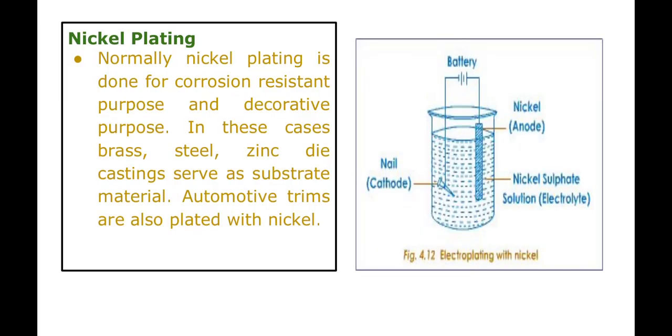Let us go to the next one, that is nickel plating. Normally nickel plating is done for corrosion resistance and decorative purposes. In these cases, brass, steel, and zinc die castings serve as substrate material, and mostly automobile trims are also plated with nickel. In this diagram I have shown the process of nickel plating. As a cathode I have considered the nail, I have used nickel sulfate as the electrolyte, and I have used a nickel anode.